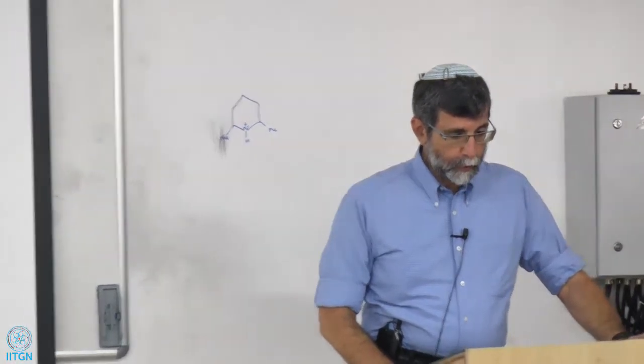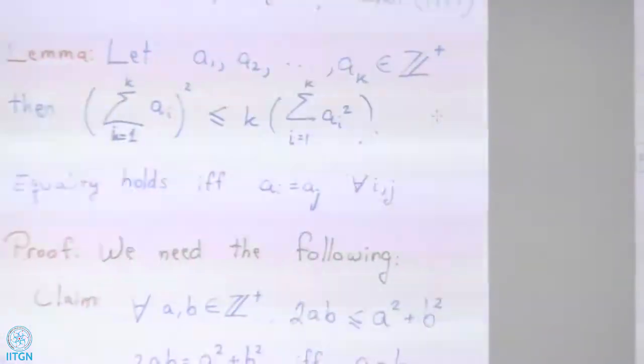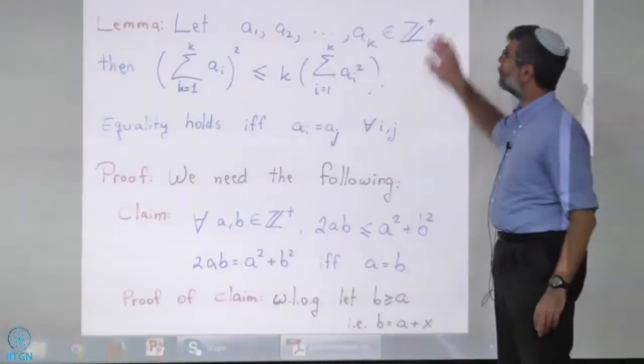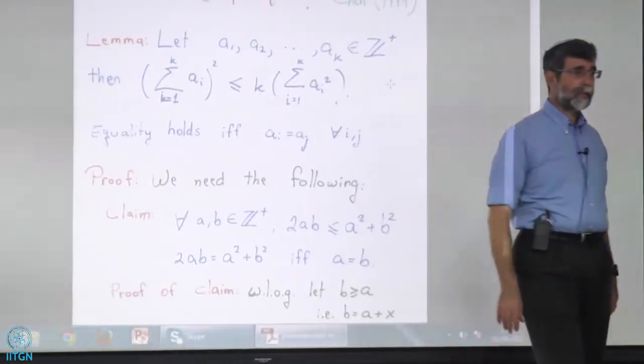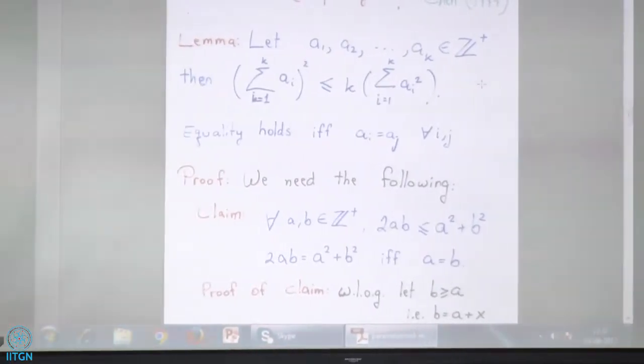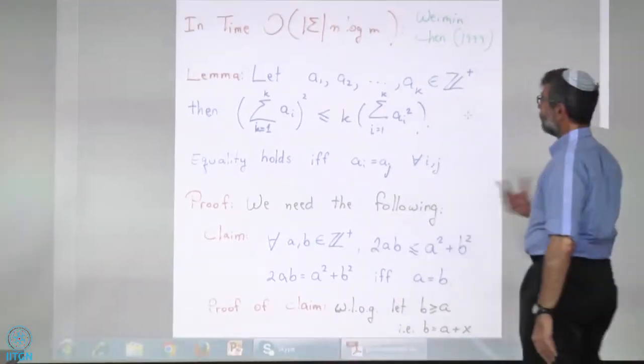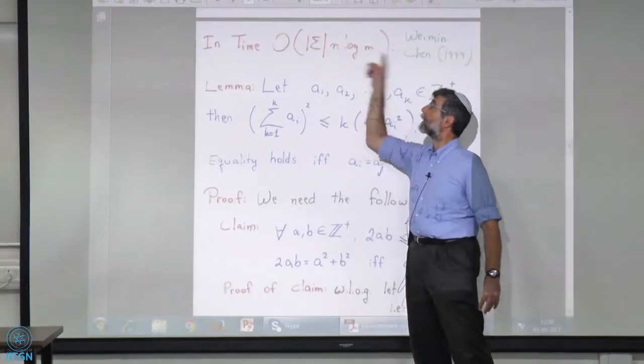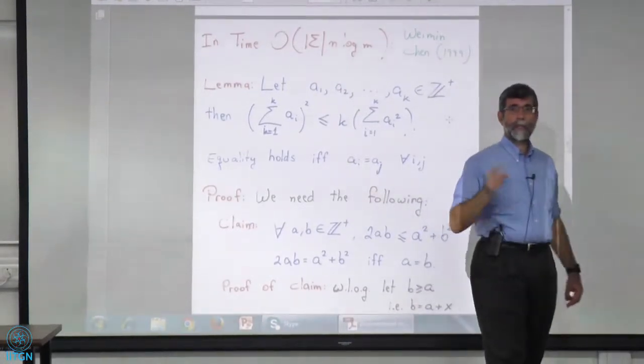But what I'm going to show you now in the remaining half hour that we have until we all go and celebrate is a result of Wei Min Chen from 1999 that says, but I can do better than the test. I can do it in time O of sigma times n log m and not sigma squared.